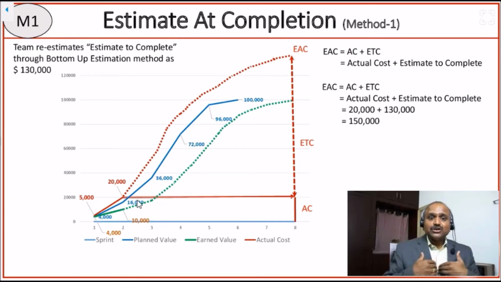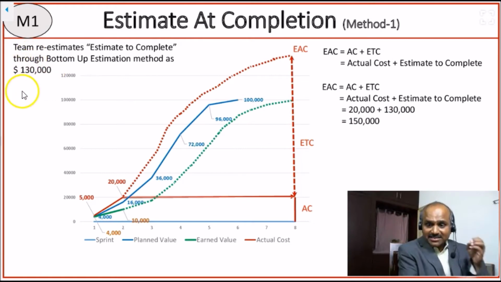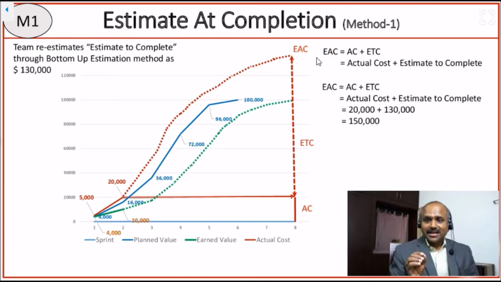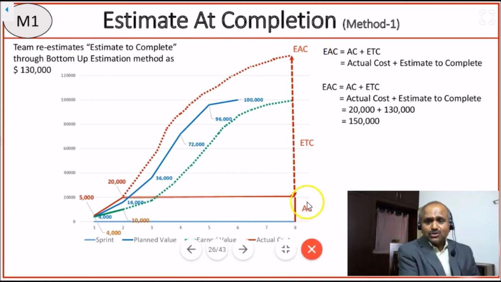So that's where we actually do a re-estimation. In our example, let us assume that our team does this estimate to completion using bottom-up estimation, and it comes to $130,000. Then what is estimated completion? It's very simple. Estimated completion is actual cost spent, because that cost anyway you spent it, plus estimate to completion. So actual cost is $20,000. Estimate to complete is $130,000. So ultimately it is giving $150,000. So estimated completion is $150,000.